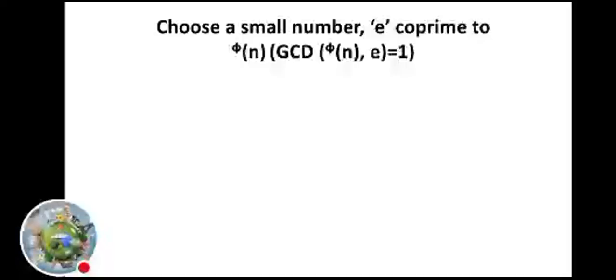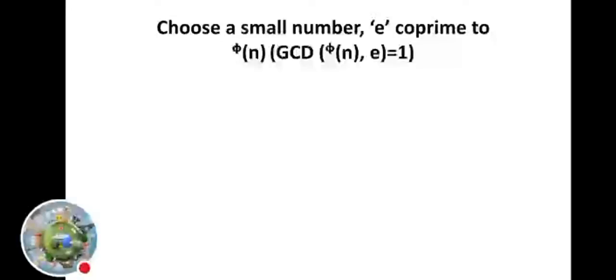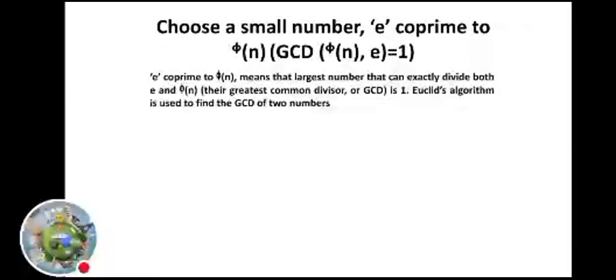Choose a small number e co-prime to pi of n, GCD of pi of n comma e that is equals to 1. So when you are using some number as an encryption key, when you take the GCD of pi of n and e, that should be equals to 1, then that number is considered as an encryption key. Then you see what is the answer. So the theory has given how to do.